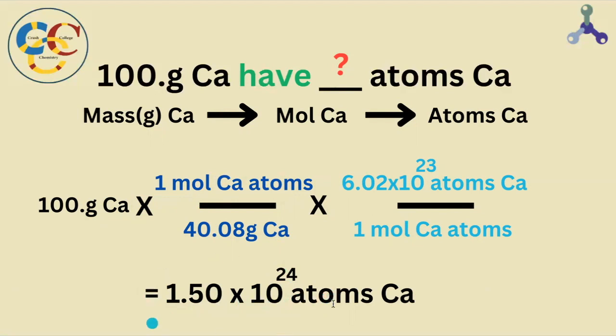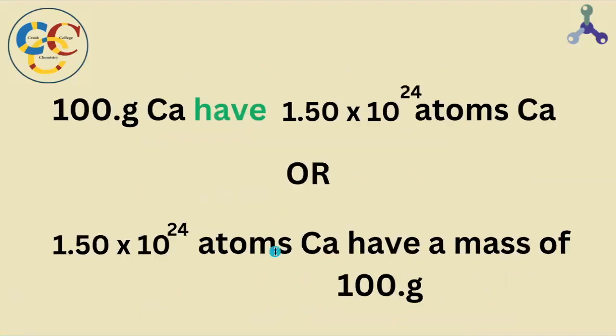And that's our answer with the correct number of significant figures. Likewise, there are different ways to report our answer. We have 100 grams of calcium have 1.50 times 10 to the 24 atoms of calcium. And we have 1.50 times 10 to the 24 atoms of calcium have a mass of 100 grams. And these are equivalent statements, so that could also be a way of reporting the answer. This value is equal to this value.